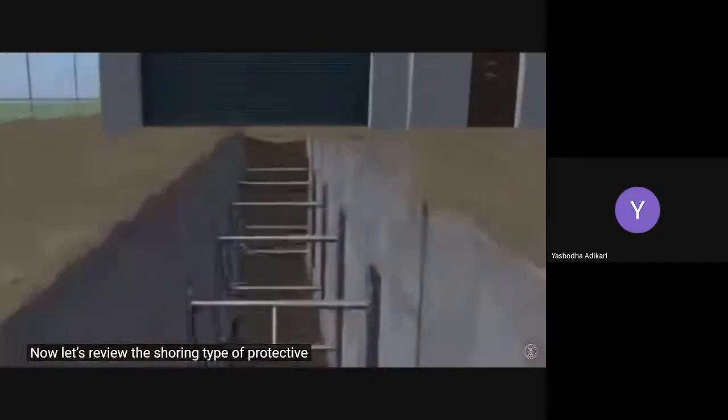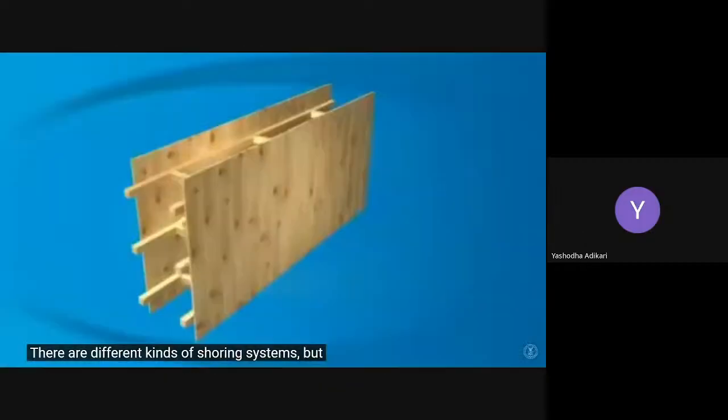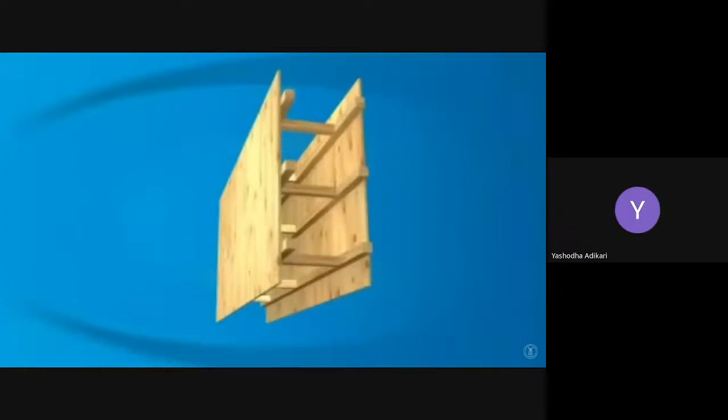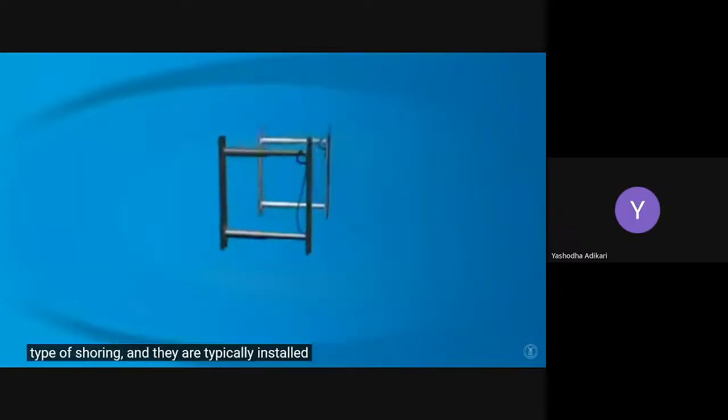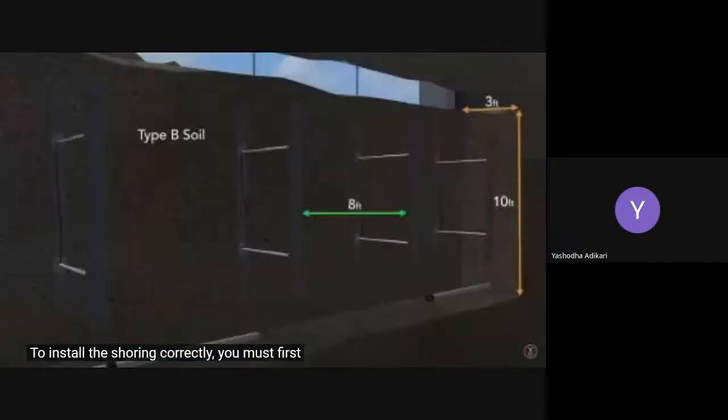Now let's review the shoring type of protective system for trench workers. Shoring uses various support systems to prevent soil and the trench walls from moving. There are different kinds of shoring systems, but timber and aluminum hydraulic are the 2 basic types. Aluminum hydraulic cylinders are the most common type of shoring, and they are typically installed using spot bracing, plywood, or stacked methods. To install the shoring correctly, you must first determine the soil type.